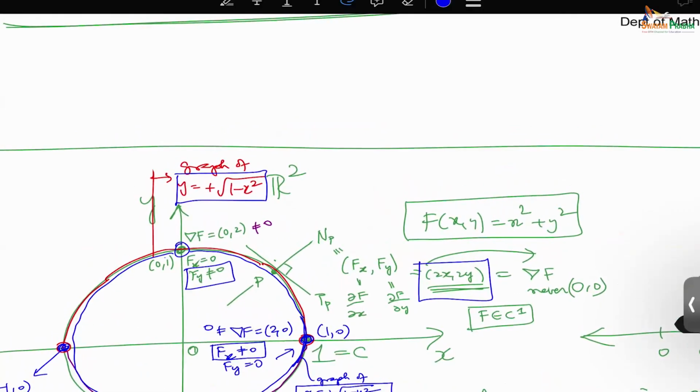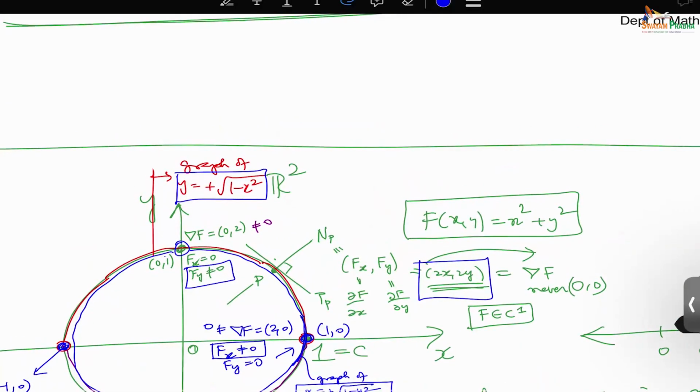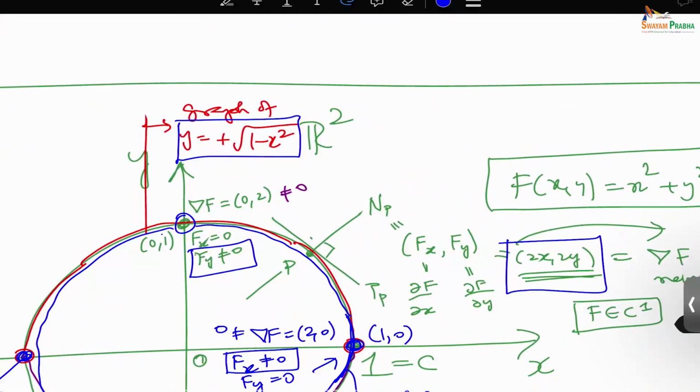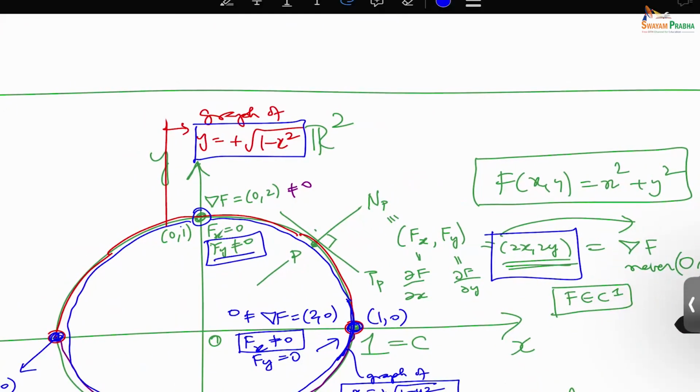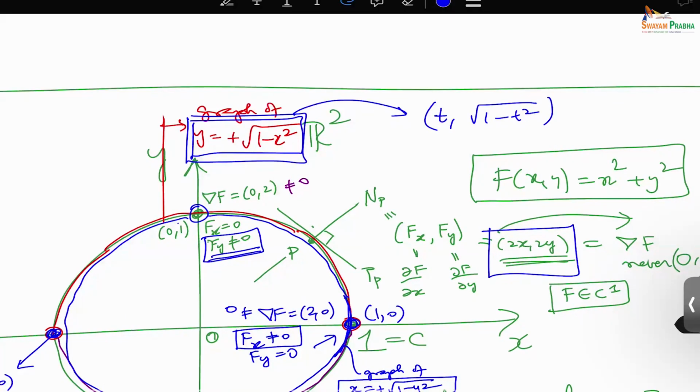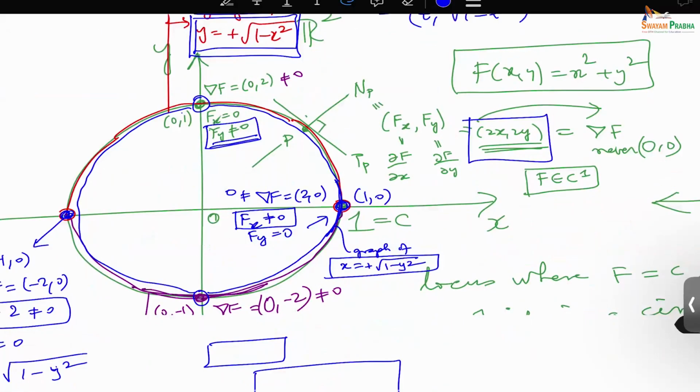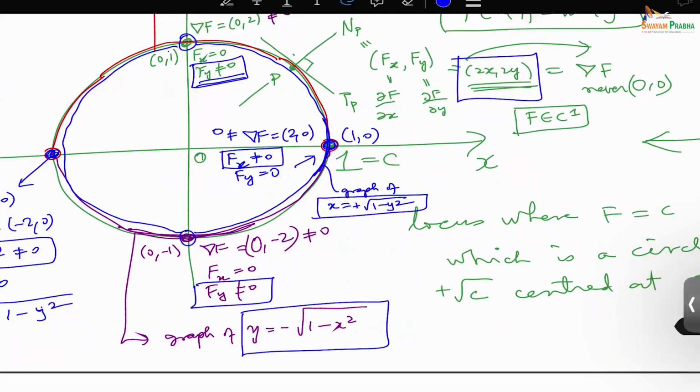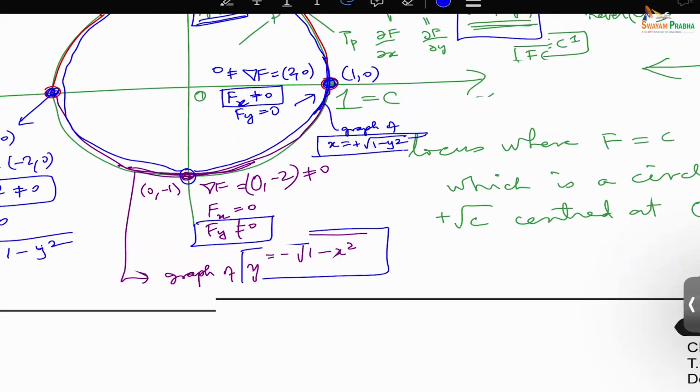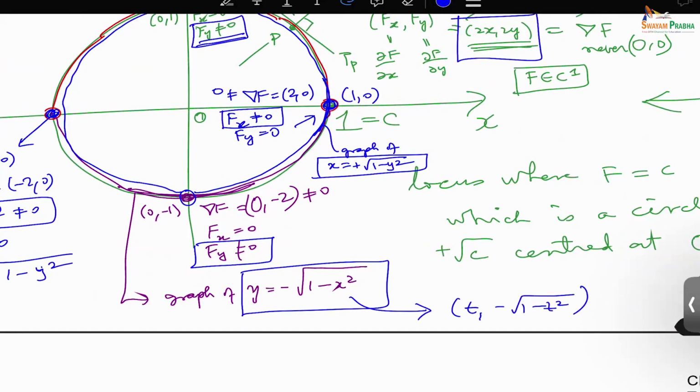For example, what is the parameterization for this? So look at the upper semicircle. What happens is that fy is not 0, so you are able to write y as a function of x. So this upper semicircle can be parameterized by taking x as the independent variable. So you can write the parameterization t comma root of 1 minus t squared. This is the parameterization. And similarly, if you take this part, the parameterization will be t comma minus root of 1 minus t squared.